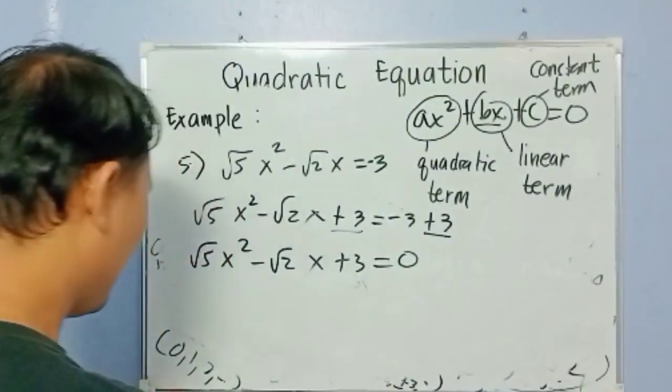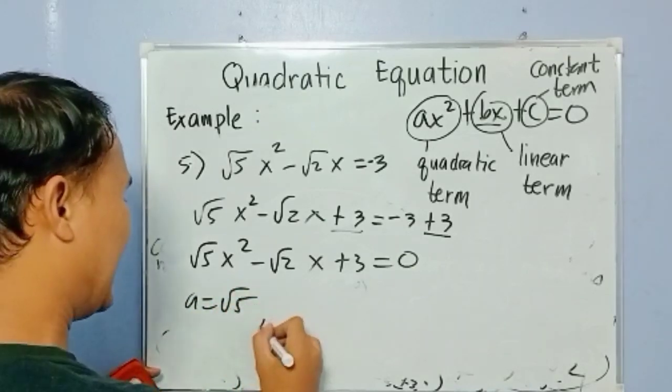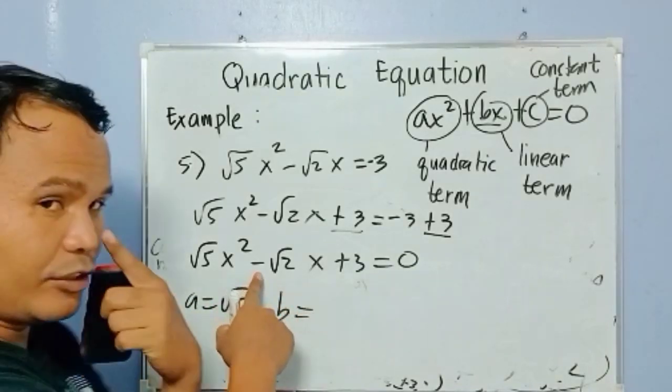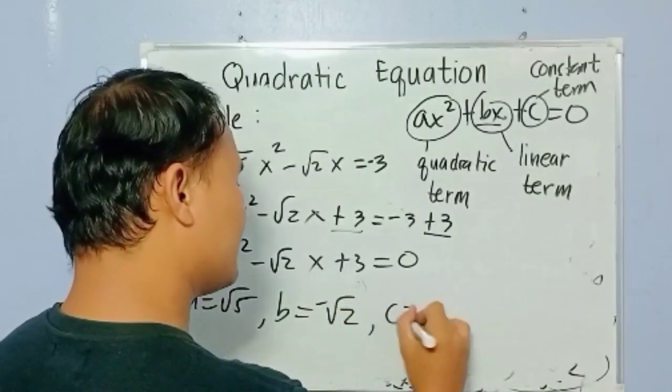It is now in standard form, where the value of A is equal to the square root of 5, and the value of B, you should include the sign, negative square root of 2, and the value of C is 3.